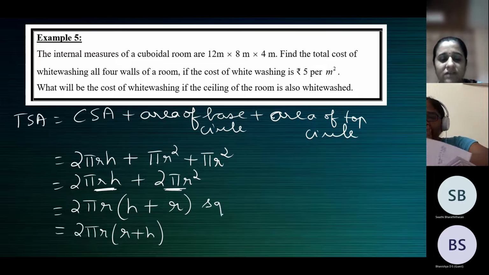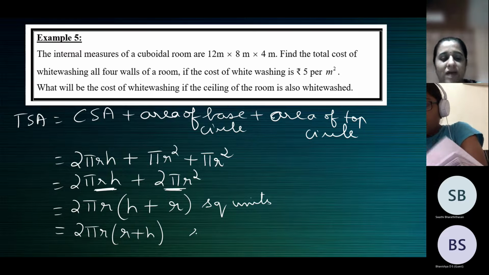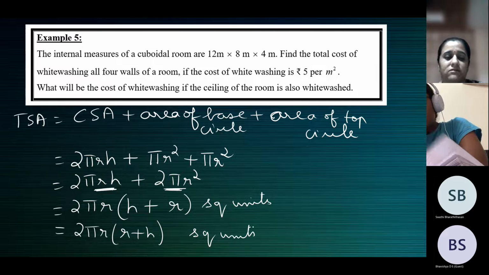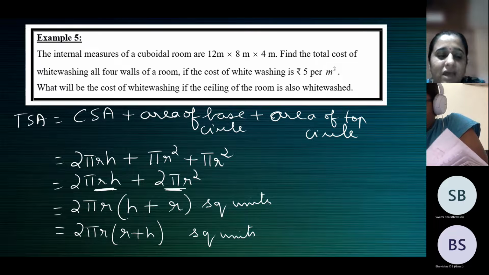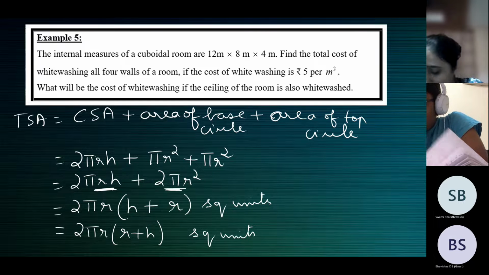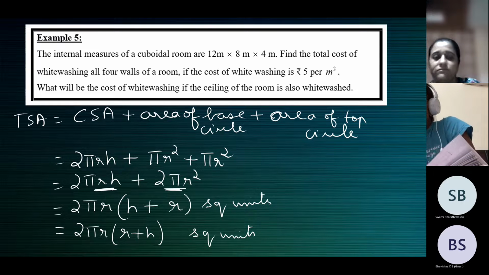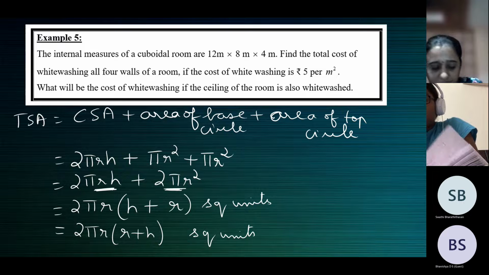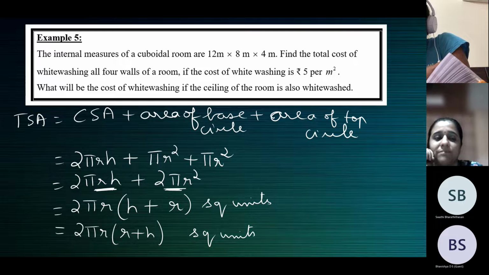Anything you can remember, like 2 pi r into h plus r square units, or 2 pi r into r plus h square units. So the formula to find the total surface area of a cylinder is 2 pi r into r plus h square units. Is it understood, children? Yes, ma'am. Very good.